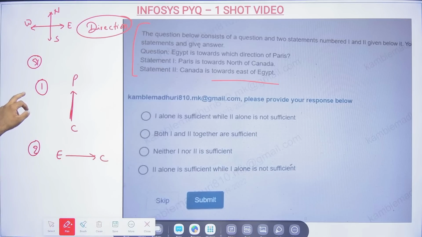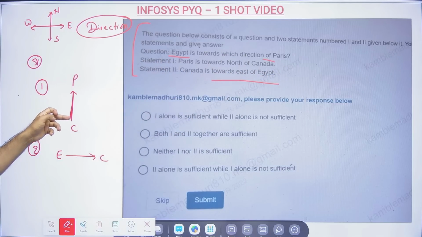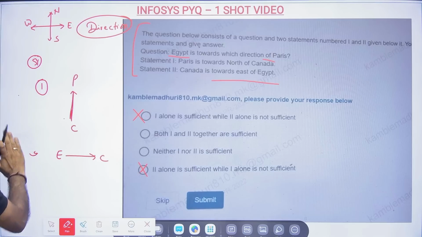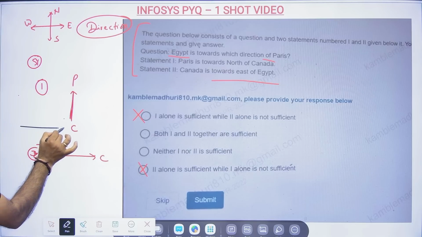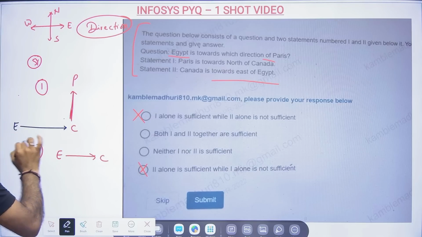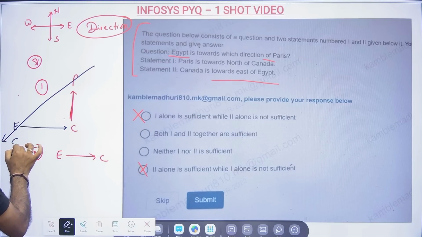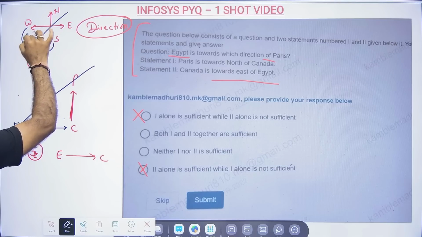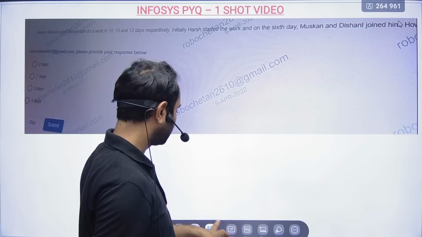Now, friends, in statement 1, they are asking about Egypt and Paris. In statement 1, there is no Egypt. In statement 2, there is no Paris. So 1 alone and 2 alone cannot answer this. Now I'm going to combine. This particular diagram, I will bring it here. And now Egypt is towards which direction of Paris? This side, that means southwest. Okay, cool. This is also done.